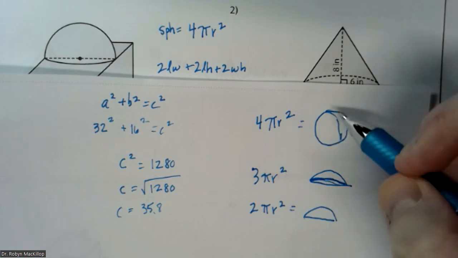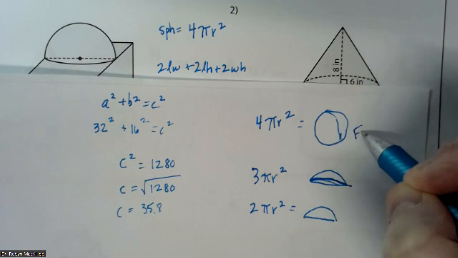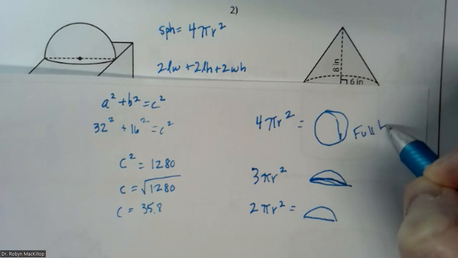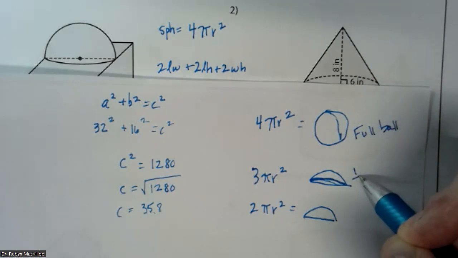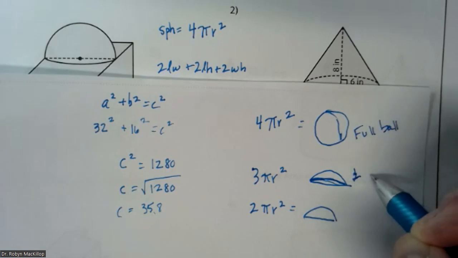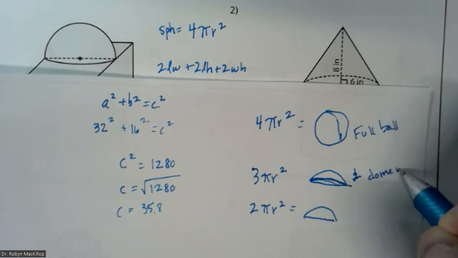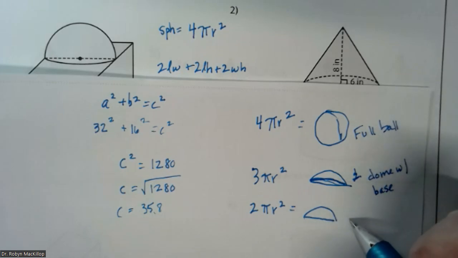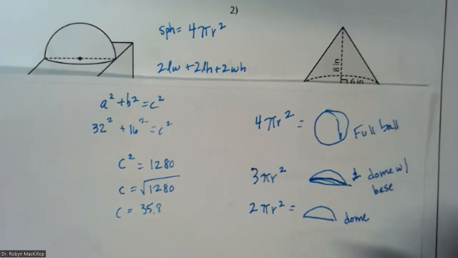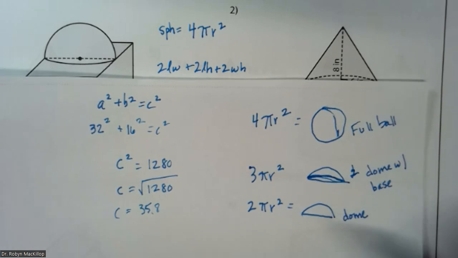So full ball, half a ball, or a dome. Let's say a dome with base, so a solid base. And this one is just the dome, no bottom, it's open. Or you're not measuring it. All right, so that's a lot, right? It's a lot.